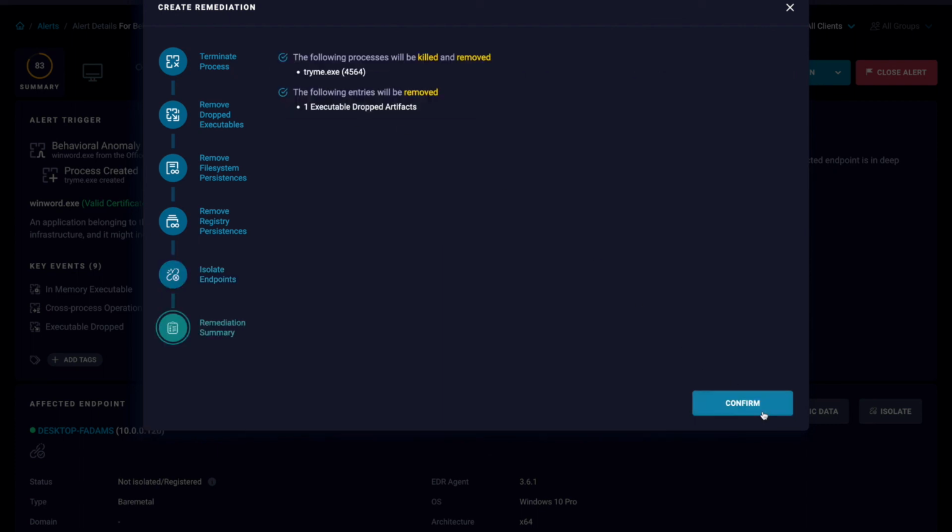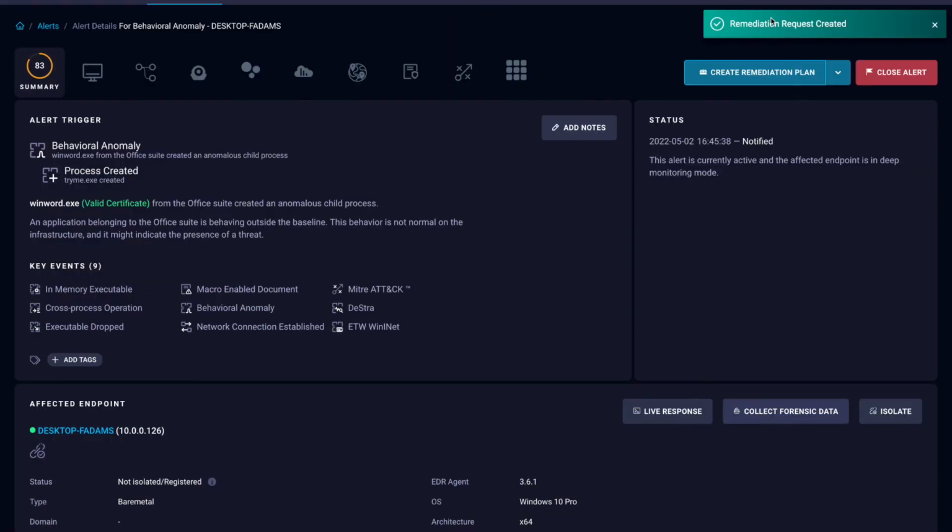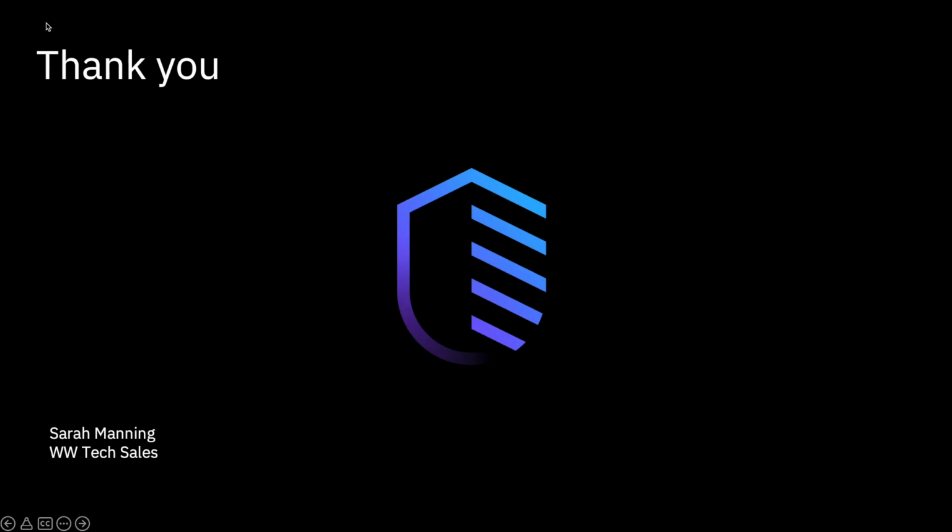You can isolate the endpoint, and then you get a remediation summary of everything that you did in the remediation plan. We can see that we've killed and removed these processes. The following dropped executable will be removed. We can go ahead and confirm that, and it tells us automatically the remediation request has been created, and within seconds after that, you'll be assured that all of those actions or tasks that you indicated did take place. So that concludes the demonstration.